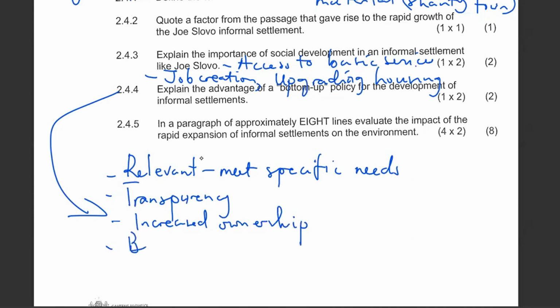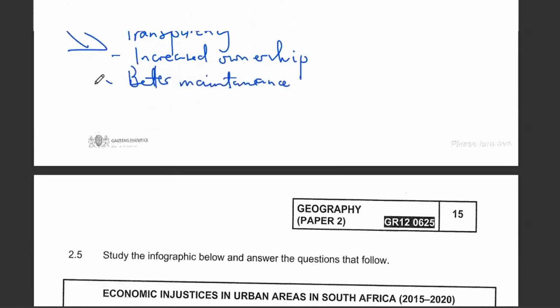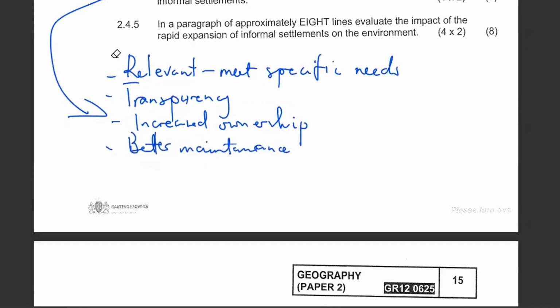And also we can talk of better maintenance. The people will be responsible for the maintenance of whatever is developed in their areas because it's them who advocated for those developments. So they have to take care of the very same developments, for they know that they are the ones who are benefiting from that developmental process which has been implemented in their areas of residence.